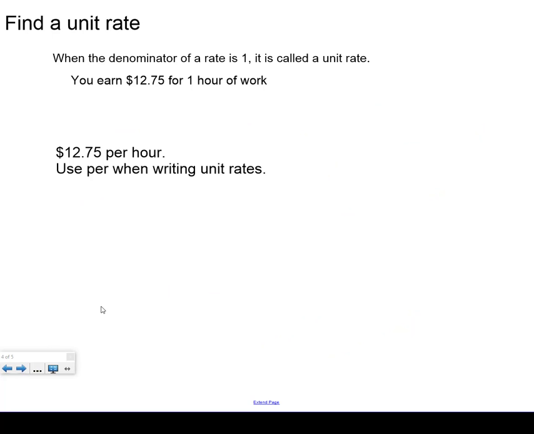So this is what I just explained to you. So a lot of times it has to do with papers per hour or building of tricycles in a work day or something like that. But this one right here is typical. You earn $12.75 for 1 hour of work, and so that's $12.75 per hour. So we use per when we're writing a unit rate.